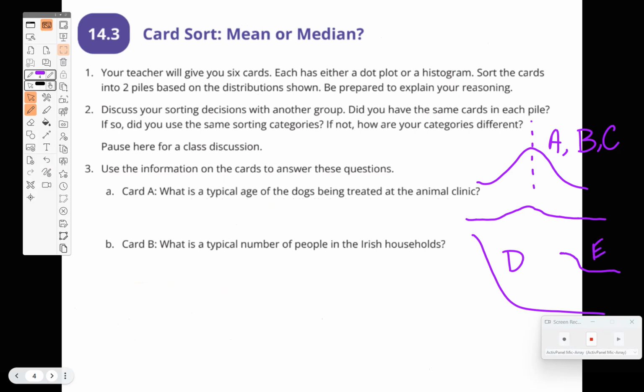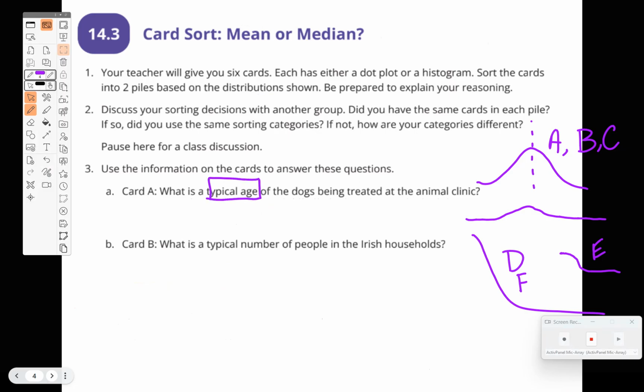What about F? Which one do you think that fits with? Is it more like D or E? Like D. Okay, so D and F kind of go together. E is that same idea, but it's a little bit lower. All right. Now is the more important part. We're going to go through each of these cards, and we're going to determine what is a typical age and a typical number.